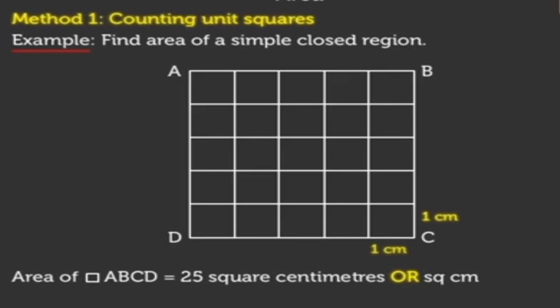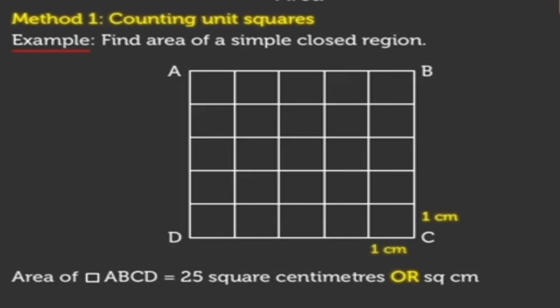How many squares are there? 25, is it, children? So we can say the area of this closed region is 25 centimeter square, or else 25 square centimeter. So we can find the area of the simple closed figure using the counting unit squares. Simply if we count the number of squares, we can find the area easily.